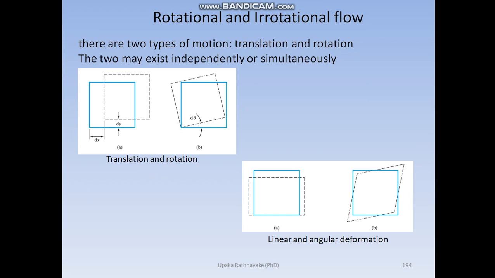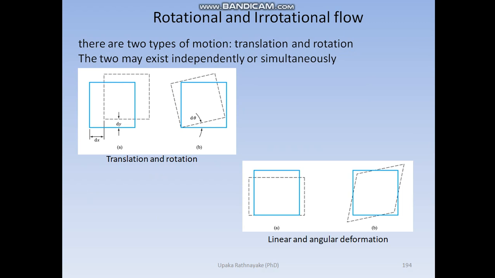Let us try to look at linear motion in a 2D frame. For that, we need to have limiting rotational flow. Therefore, let us try to understand rotational and irrotational flows. Please refer to the top figure. We can have two types of motions. First, the translation, that is the linear motion, and second, the rotation, that is the angular motion. These two types of motions may exist independently or simultaneously.